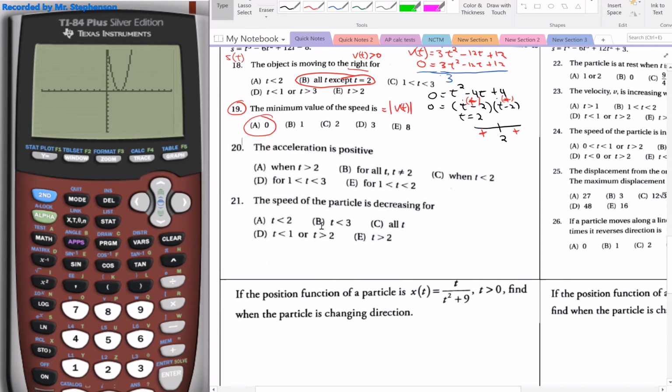Question 20 is, when is the acceleration positive? Remember, the acceleration is the derivative of the velocity. I have my velocity function up there, so the acceleration function is just going to be 6t minus 12. I want to know when it's positive. Again, first I need to find where it's 0, which gives us t equals 2 again. Then I'm going to put this on a number line just like I did before. I'm going to try some points on each side to see where it's positive and where it's negative.